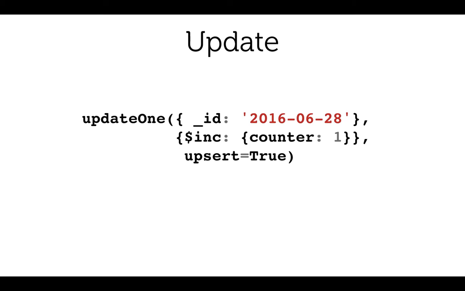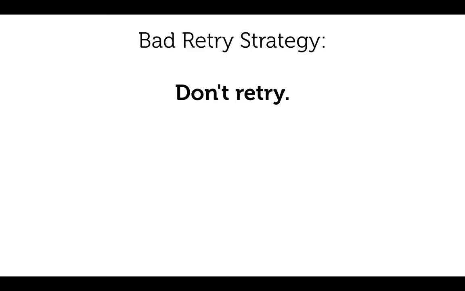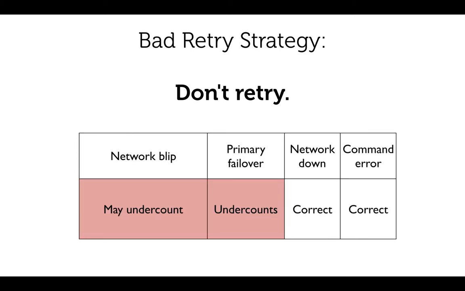So that's a great background for this talk about resilient applications. So now that we understand how drivers work, how do we make this update one operation happen exactly once in the face of everything that might go wrong? I've seen a lot of bad retry strategies. Kind of the default is to not retry at all. And this strategy fails in 2 of the 4 error cases.